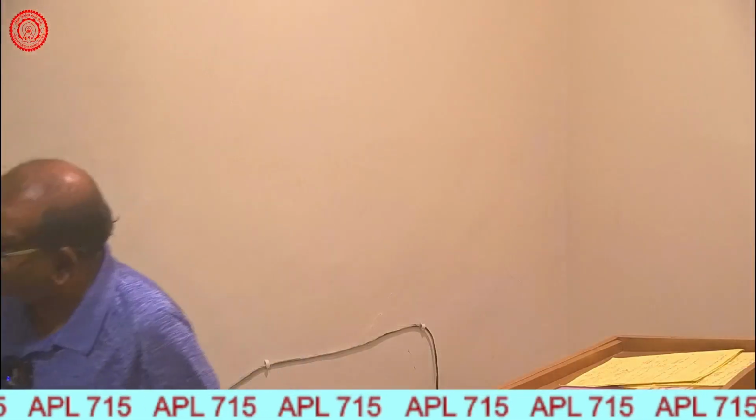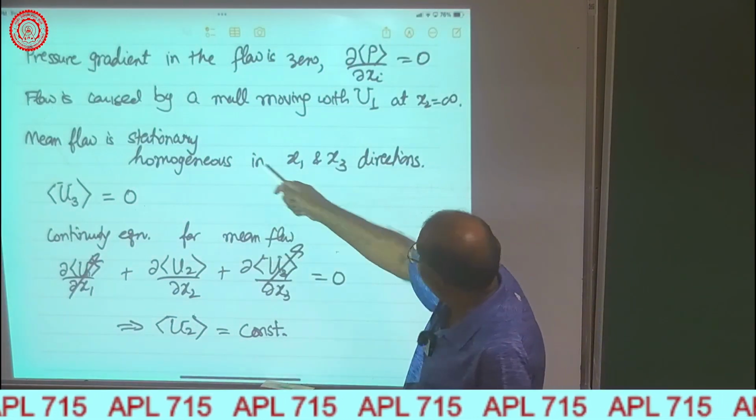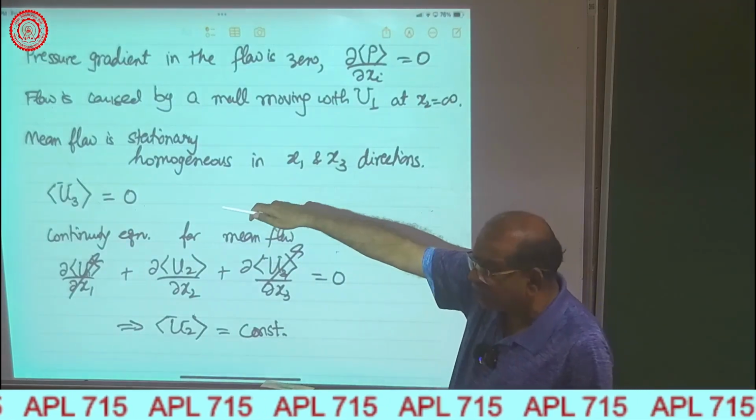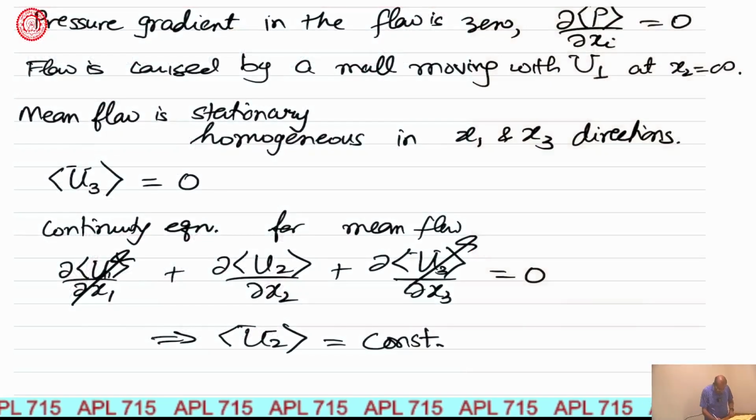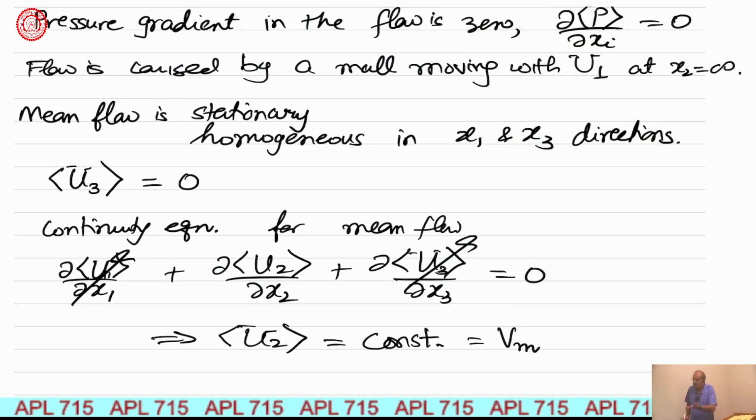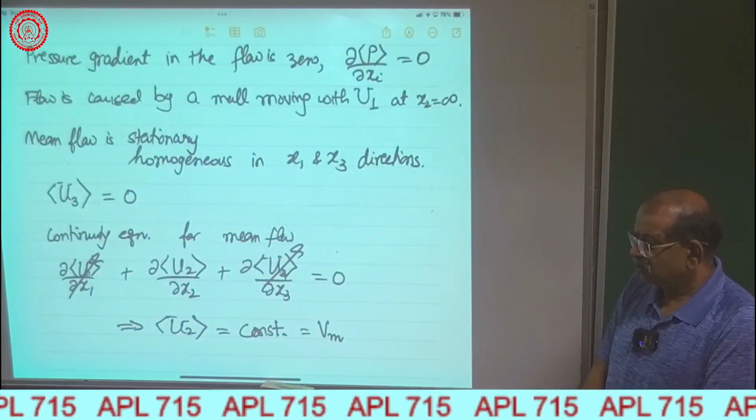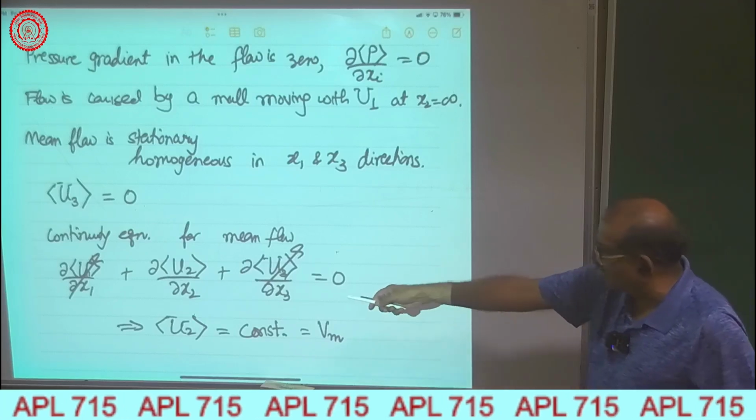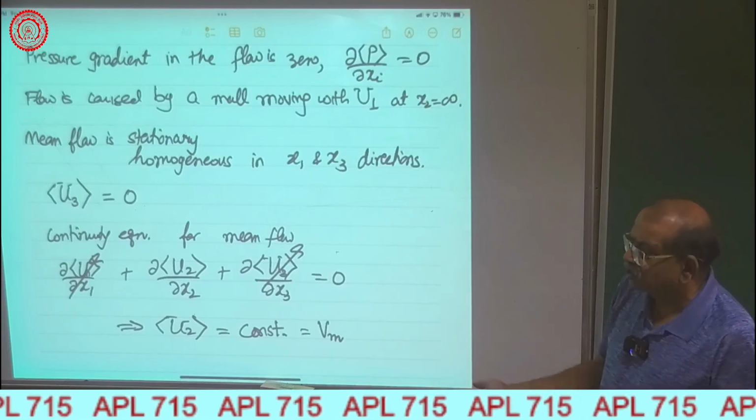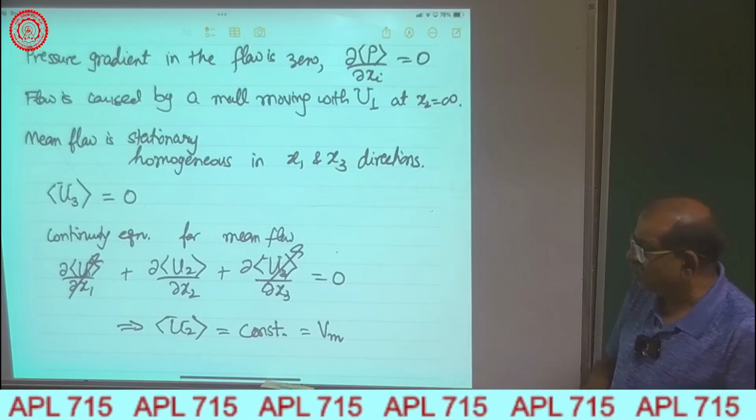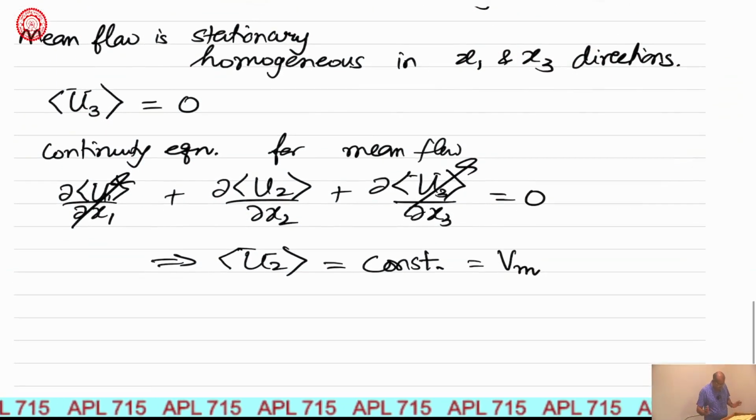d mean of U2 by dx2 is 0, but mean of U2 cannot depend on x1, x3 because the flow is homogeneous in x1 and x3, and it cannot depend on time. So, therefore, mean of U2 is equal to a constant, and that means it has to be equal to the suction velocity or the velocity which is coming in at the wall. Because at y equal to 0, the value of U2 is Vm. Instantaneous is Vm, but that is constant, so its mean is also Vm. Okay? Is that fine? So this is the continuity.